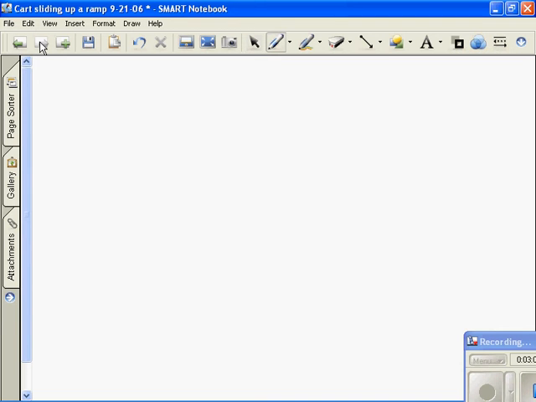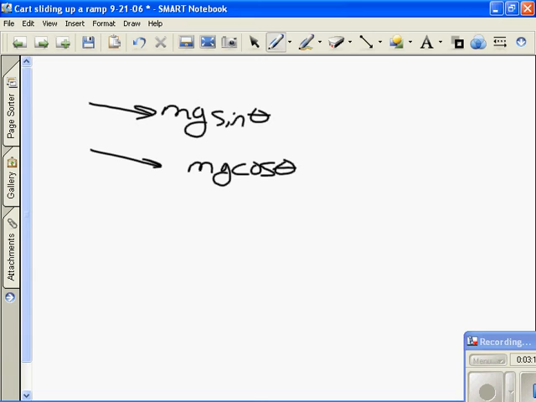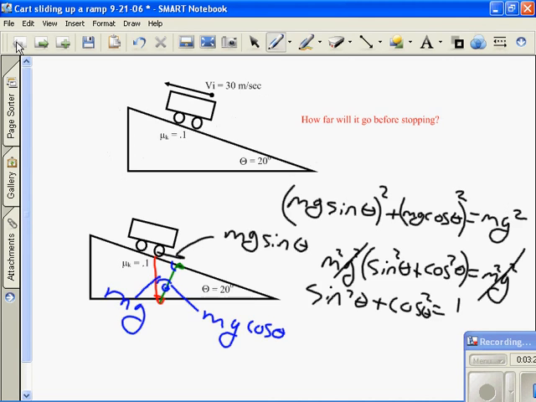Making the ramp go down, I have mg sine of theta. I have the block moving up, which means that the friction has to go in the opposite direction it's moving, so it's going to be the normal force times the coefficient of friction. Both of these are heading in the downward direction, which is negative. I know it's negative because I already defined upward to be positive. If upward was negative, then the initial velocity would be a minus 30, not a positive 30.